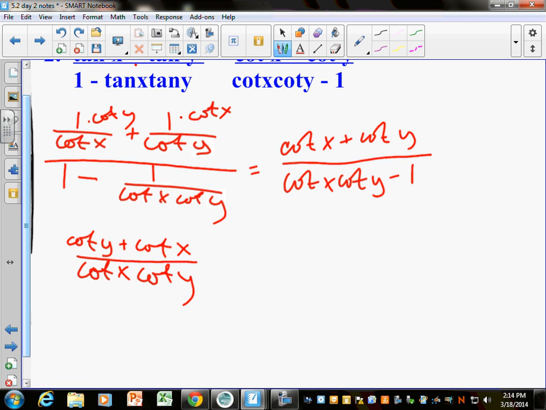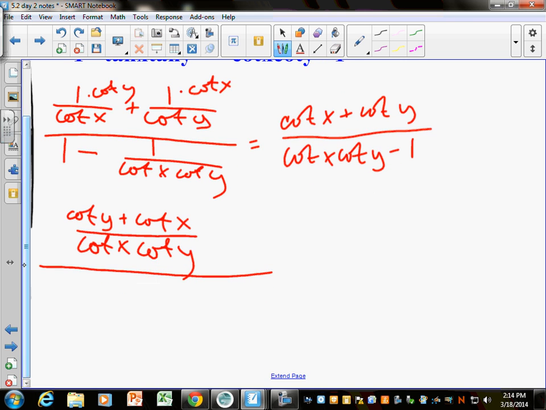Yes, that's the top. And then I like to draw a big giant line. On the bottom, my denominator is cotangent x cotangent y, which means on this side I do nothing to it. What's this going to become? Cotangent x cotangent y.